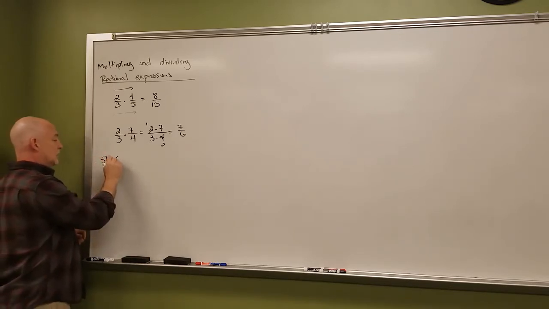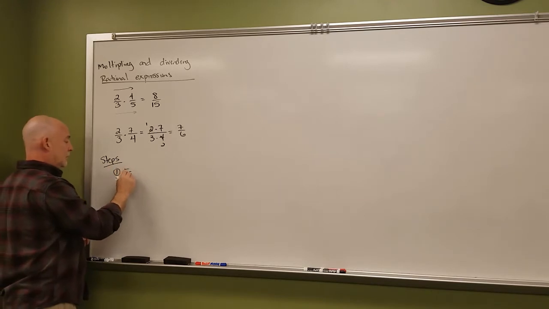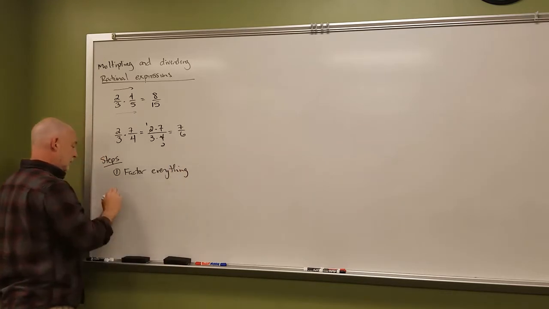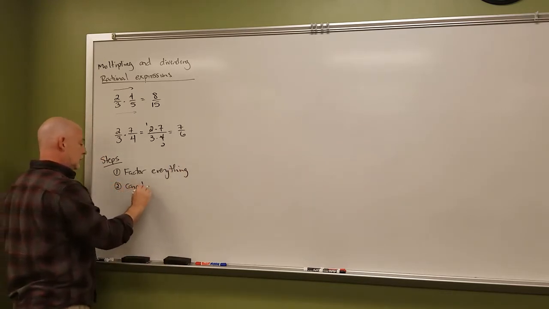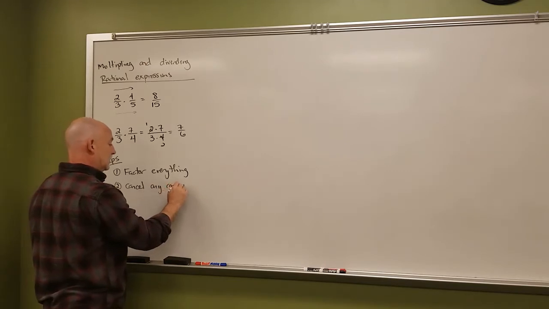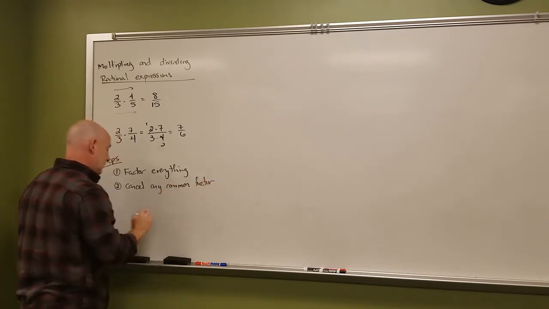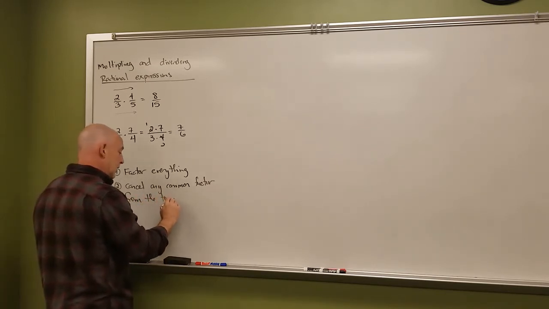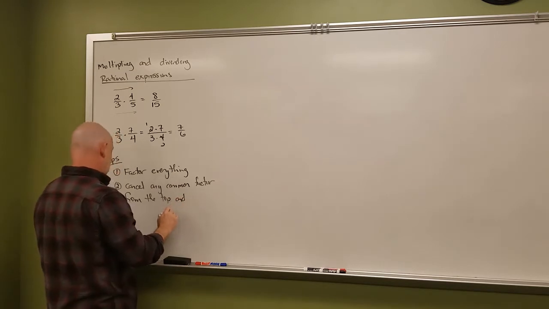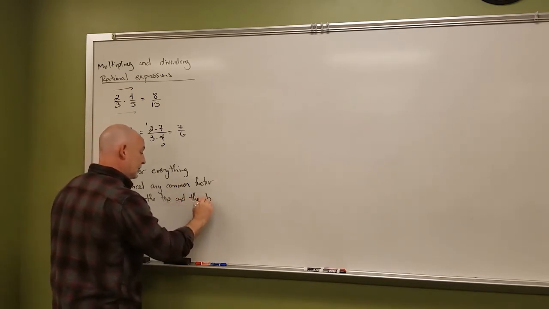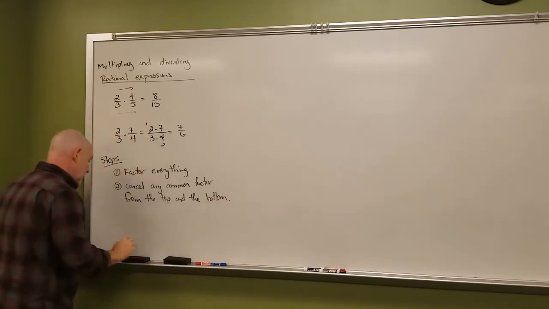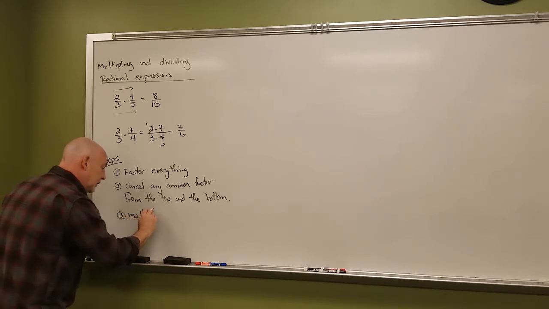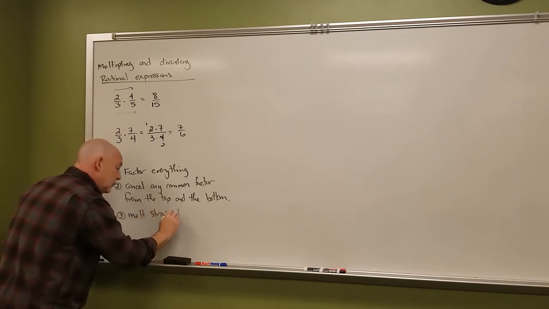So let's go ahead and get our steps up here. Step 1, I'm just gonna say factor everything. Step 2, cancel any common factors from the top and the bottom, the numerator and denominator. And then of course, in this step, we're not really going to multiply it out, but then we're just going to multiply straight across.